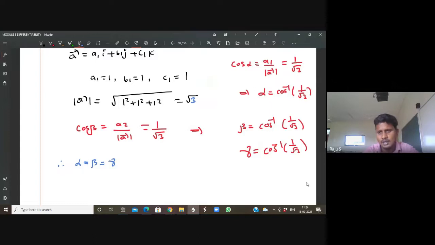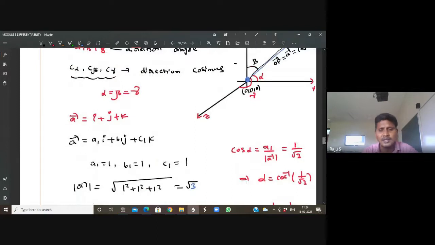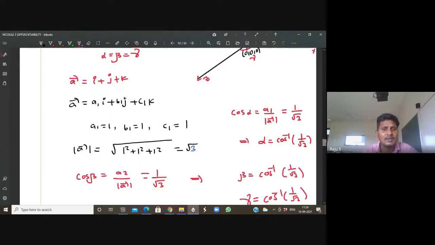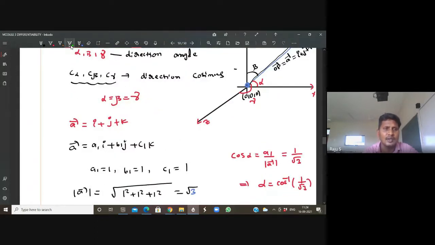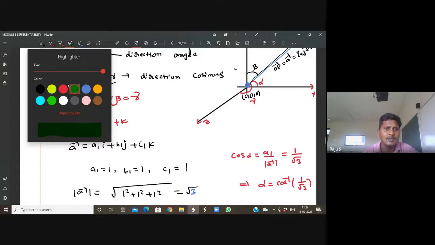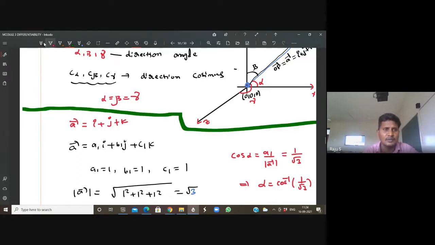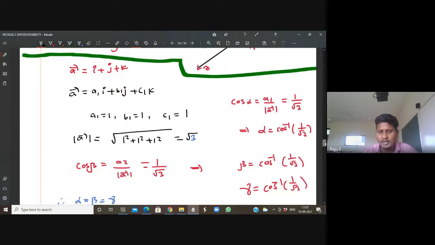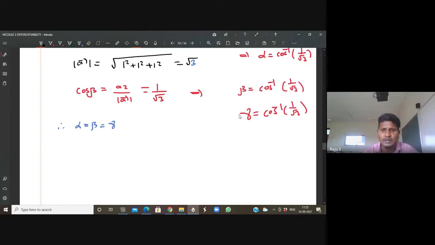That's it. So what have I done, students? They are asking for equally inclined, so we have to find cos alpha, cos beta, cos gamma. These are direction cosines, so first we have to find the direction cosines. For that, compare with a1, b1, c1. After getting that, you find the magnitude of the given vector, then a1 by magnitude of A, b1 by magnitude of A, c1 by magnitude of A. That will give cos alpha, cos beta, cos gamma.